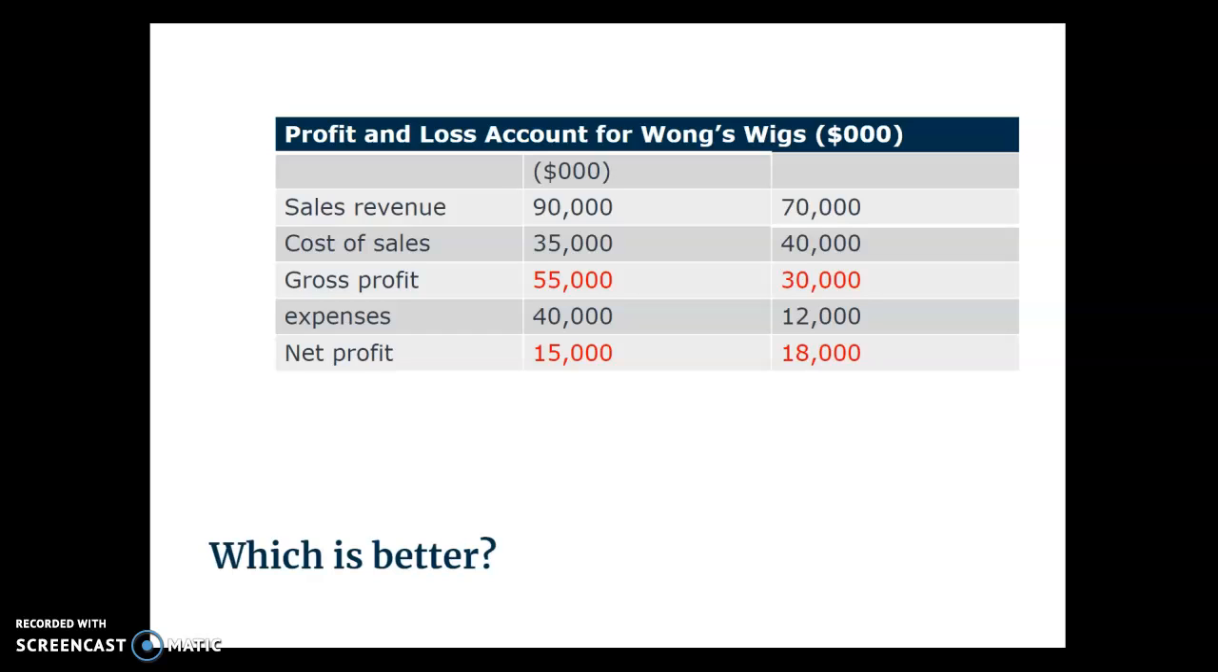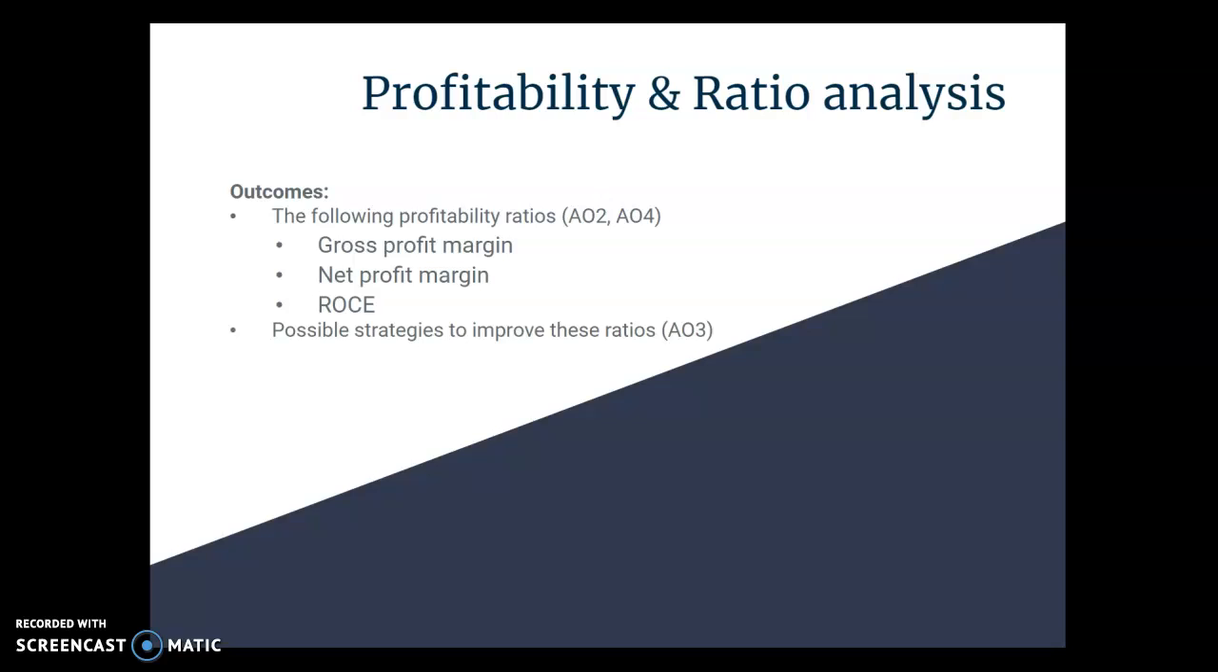And that's what we're going to think about today, because this becomes quite hard to measure given a variety of different sets of data. Again, we're going to explore this through profitability and ratio analysis. So this is where we're going to use the gross profit margin, the net profit margin, and the return on capital employed. So this session is going to focus on how to use them to calculate. And as we move forward, we'll look at strategies to improve them.